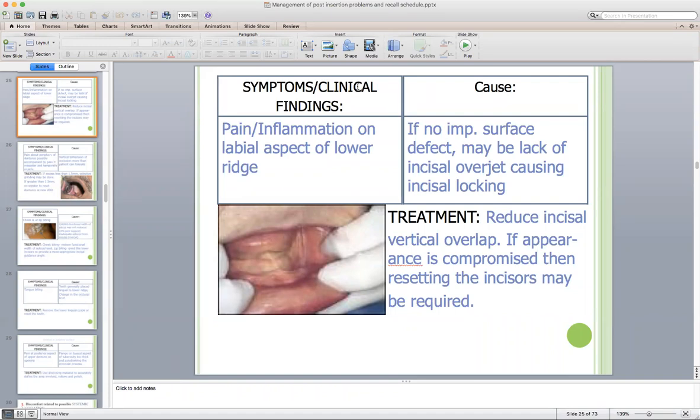What is incisal overjet? It is the overlapping of the maxillary anterior teeth over the mandibular anterior teeth in a horizontal direction. That is what overjet is. If overjet has not been given while doing teeth arrangement between the maxillary and mandibular anteriors, it leads to incisal locking, and that incisal locking leads to pain or inflammation on the labial aspect of the lower ridge. What is the treatment for this? Reduce incisal vertical overlap. If appearance is compromised, then resetting the incisors may be required.